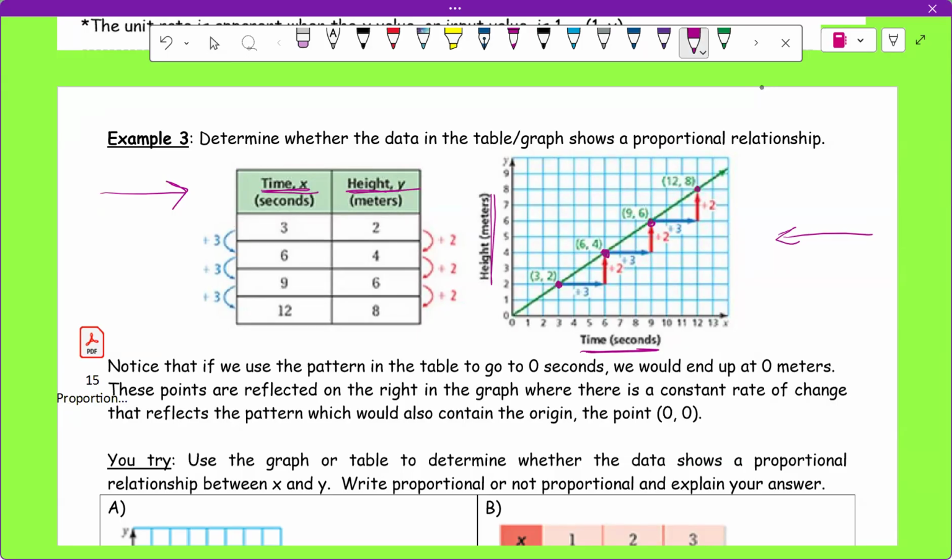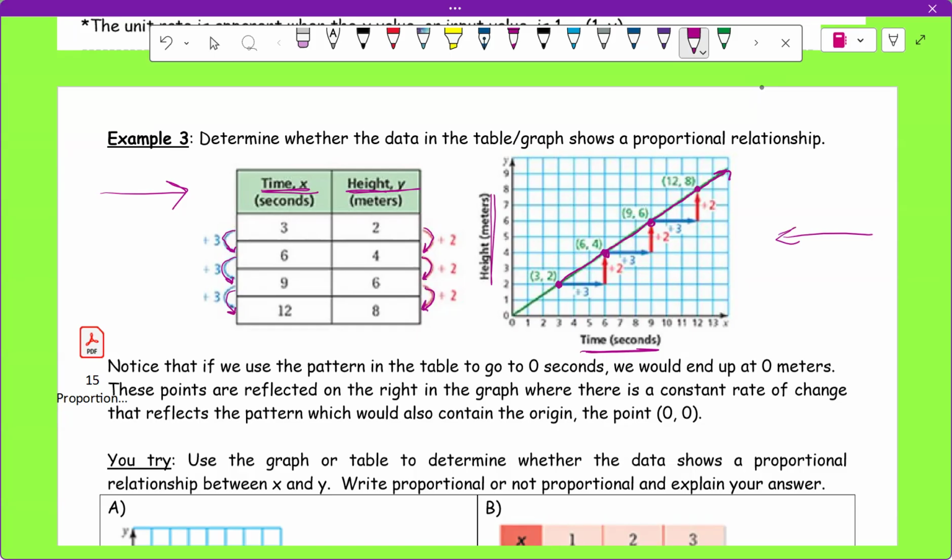So a couple of things that we want to check to determine if the data shows a proportional relationship. Number one, when you graph it, is it a line that goes through the origin? Well, if I plot these points, they form a straight line. Now the question is, does it go through the origin? 0, 0 is not in the data table, but we do see that there is a constant rate of change. Time is increasing by 3 seconds and height, consequently, is increasing by 2 meters.